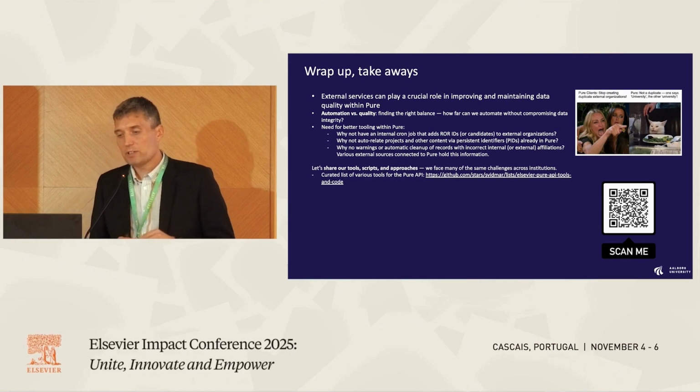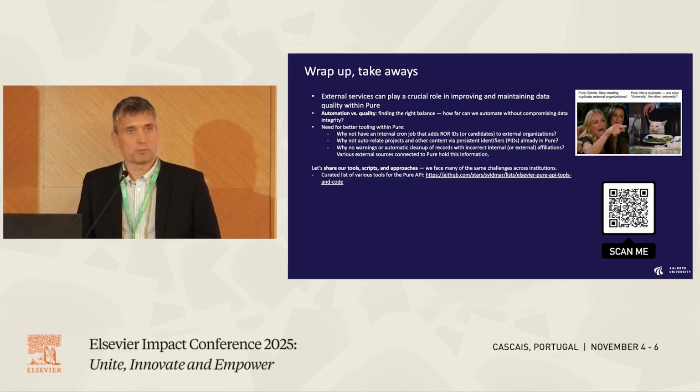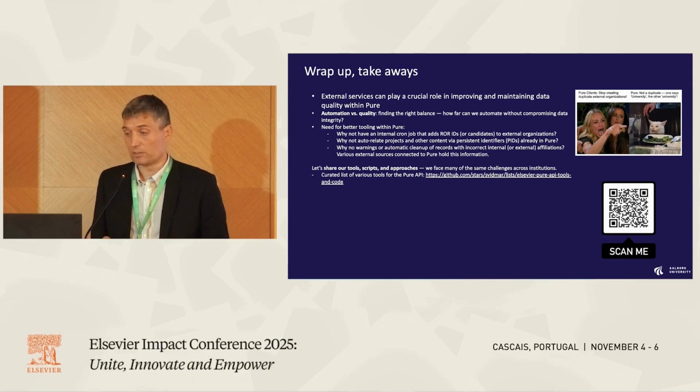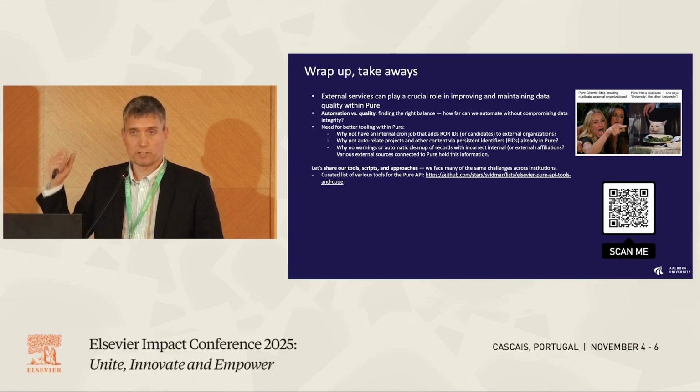I also think we need some better tools within Pure. I mean, we can build stuff around Pure, but there are some really low-hanging fruits. Why not have an internal cron job in Pure which looks for ROR IDs for external organizations, as an example? That would be easy to do. Why not auto-relate projects to publications in Pure? I mean, we have the information in Scopus, as an example.